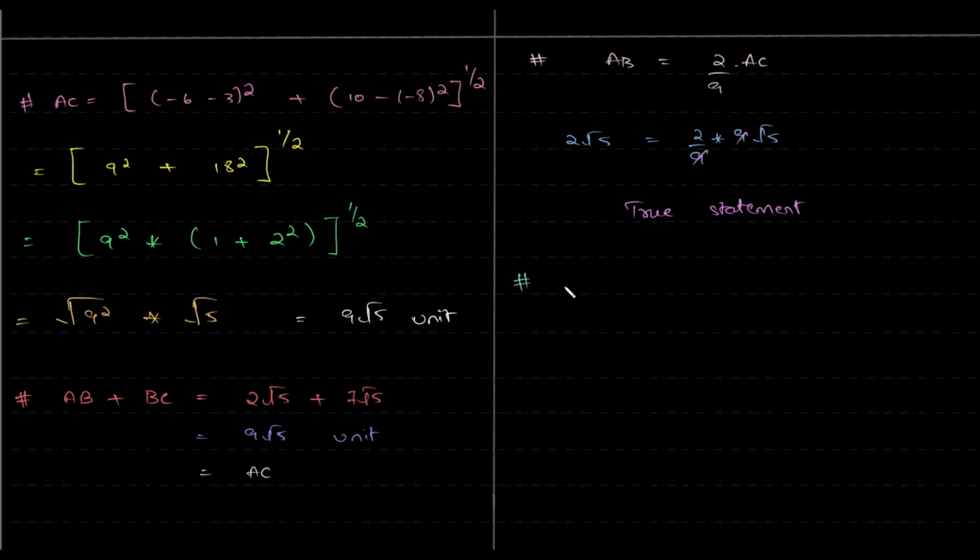So to conclude, the points A, B and C are collinear and AB is 2 by 9 times of AC.